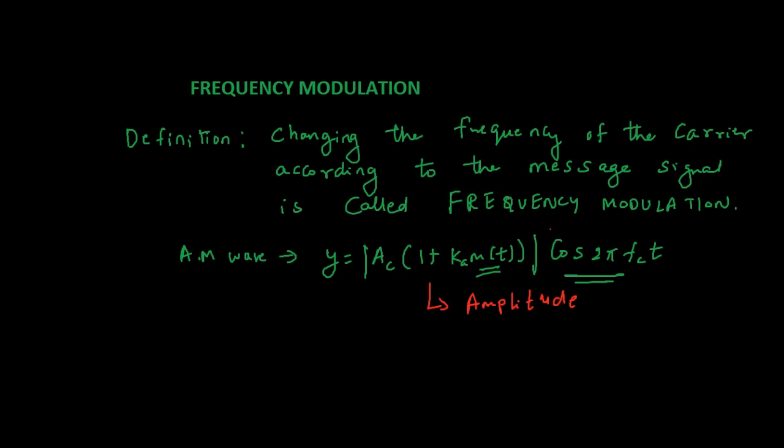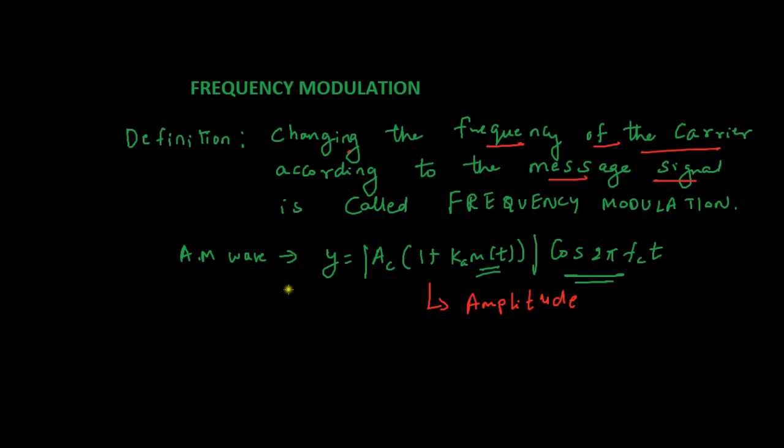So the definition states that changing the frequency of the carrier according to the message signal is called frequency modulation. So what we do in frequency modulation, we change the frequency of the carrier, which is of higher frequency, according to the message signal, which is of lower frequency. This simple technique is called frequency modulation.